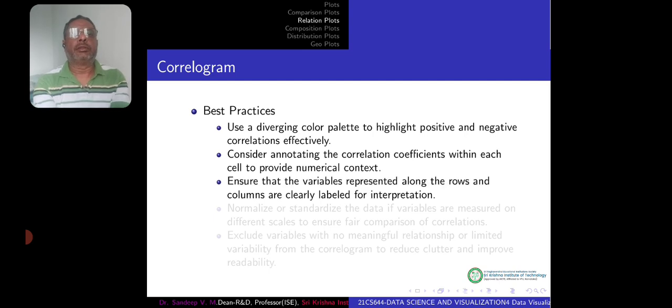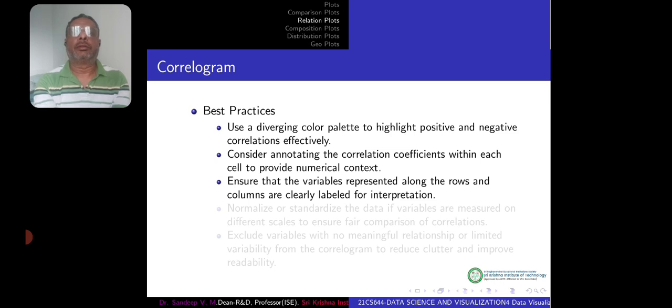Then ensure that the variables present along the rows and columns are clearly labeled for interpretation. So the two axes should be properly labeled. That means what each row is talking about. So when you're talking about this correlogram, it's a confusion matrix. So it is categorical data you're talking about.